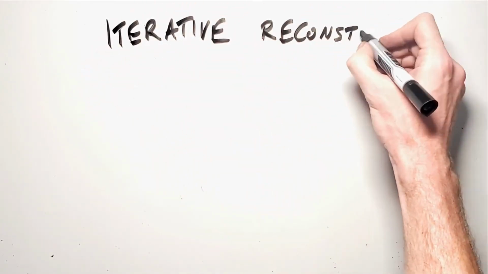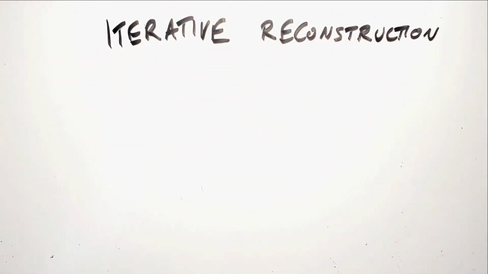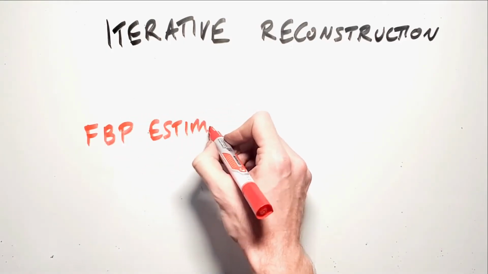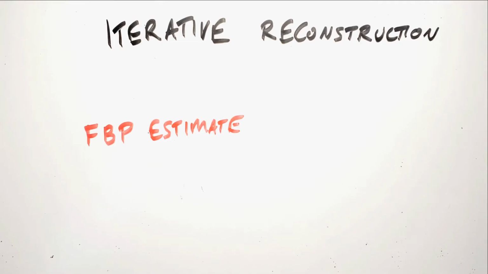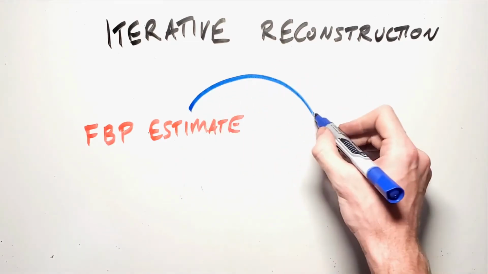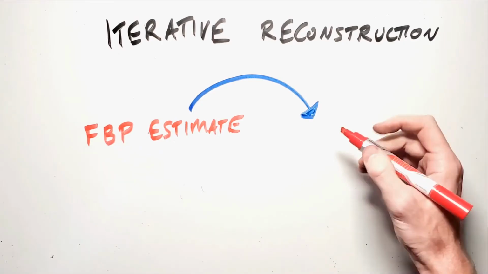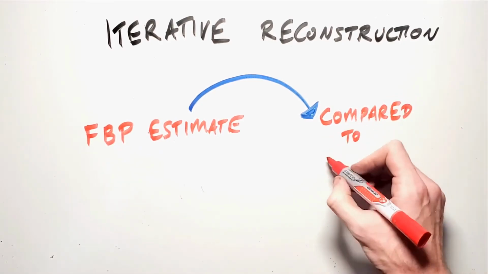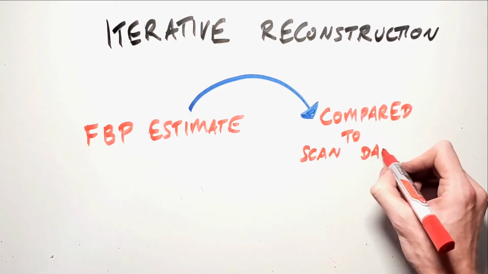Beyond filtered back projection, another method of reconstructing raw data into image data is called iterative reconstruction. Iterative reconstruction is a repetitive process which starts with a filtered back projection, which is treated as an estimate of the true data set, and then each data point in this estimate is compared to the scan data to see how close to the true value it is.